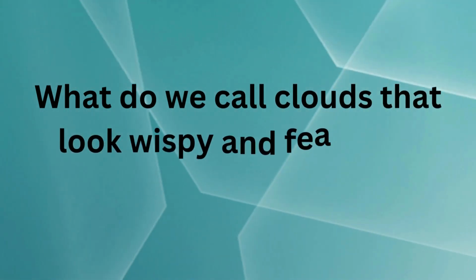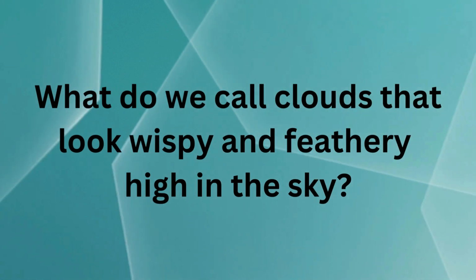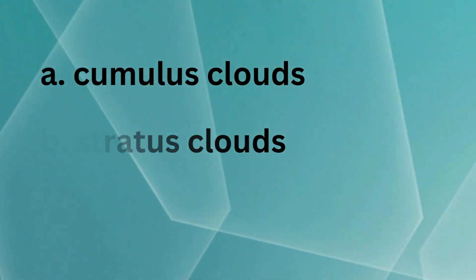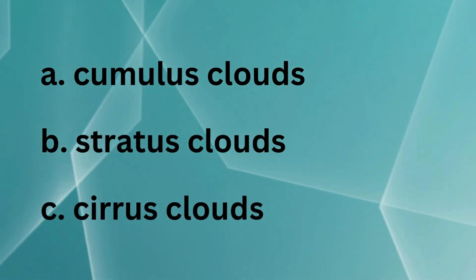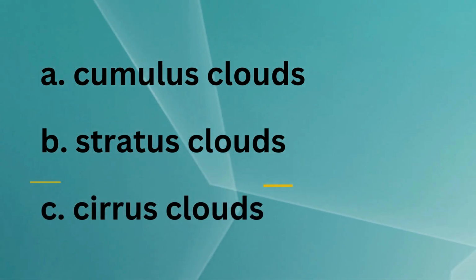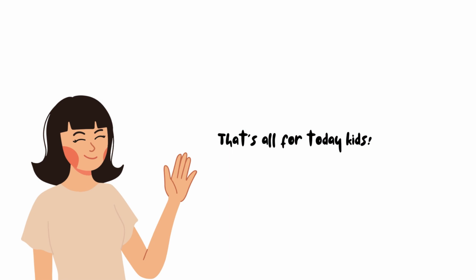What do we call clouds that look wispy and feathery high in the sky? A. Cumulus clouds. B. Stratus clouds. C. Cirrus clouds. Answer C. Cirrus clouds. That's all for today, kids.